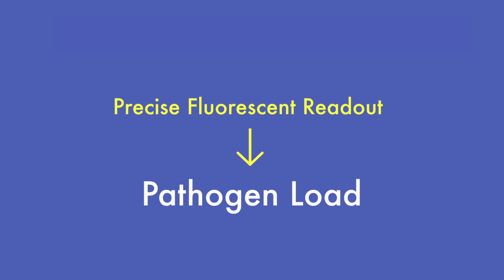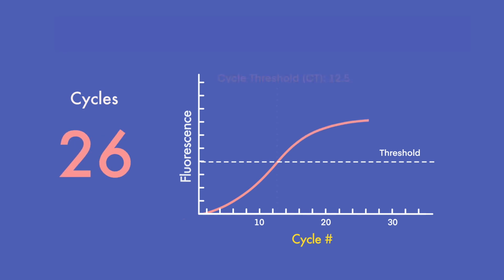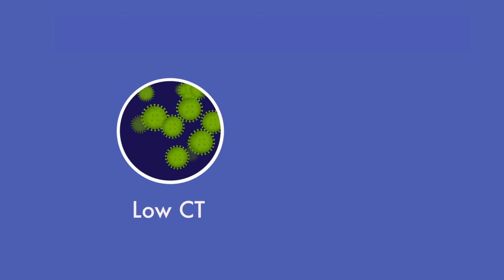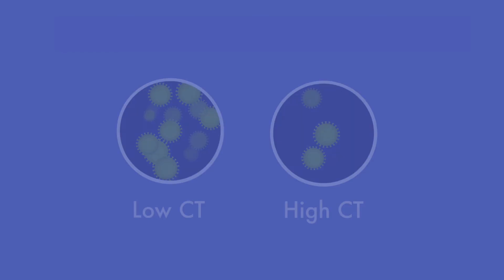To calculate this, we determine the number of PCR cycles needed to amplify a target to a point where the fluorescence rises above a set threshold. This is known as the cycle threshold, or CT value. In theory, the amount of DNA doubles with each cycle, so fewer cycles means more starting material. That means a lower CT value indicates a higher pathogen load, while in comparison, a higher CT value means there was less pathogen to begin with.